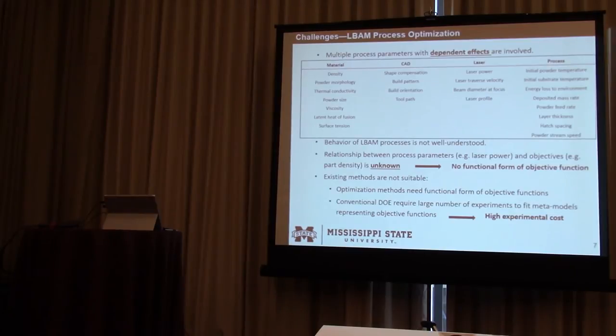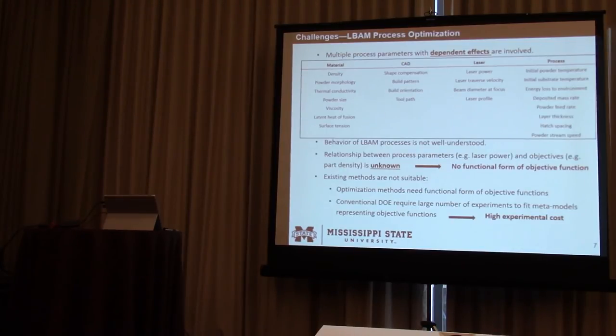But what are the major challenges of laser-based additive manufacturing process optimization? First and foremost, a large number of factors contribute to the process. For instance, you can see here laser power, laser velocity, layer thickness, and powder morphology. The effects of these parameters are somehow dependent and coupled.